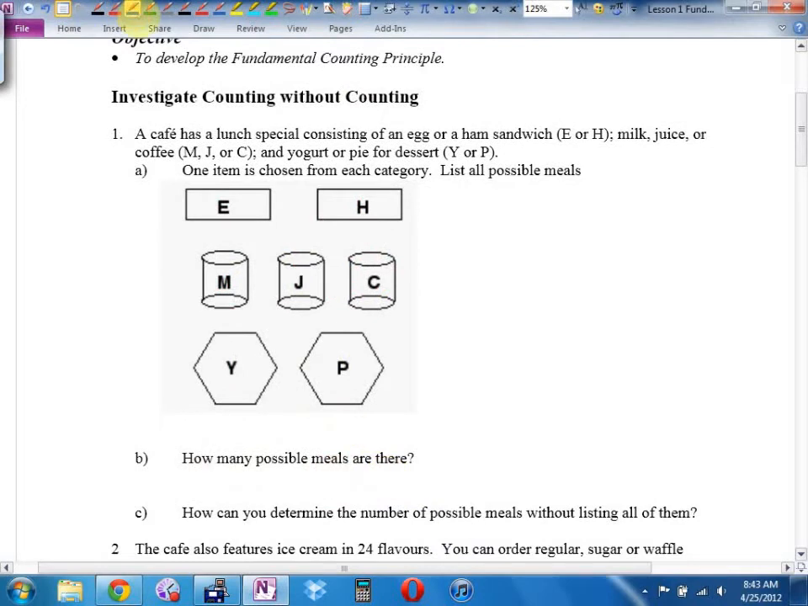Well, there's an easy way to figure this out. How many categories are there? Sandwich, beverage, dessert. Write down three blanks.